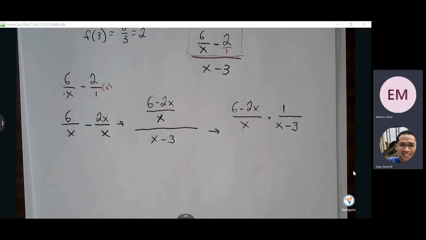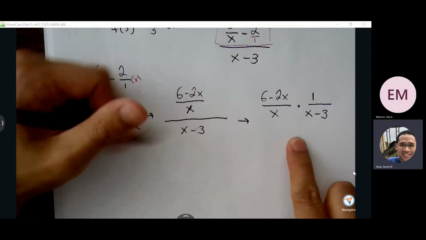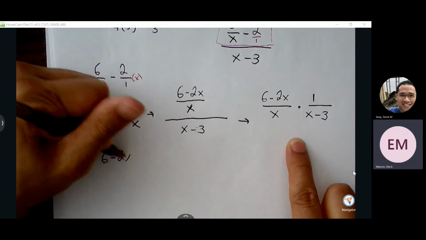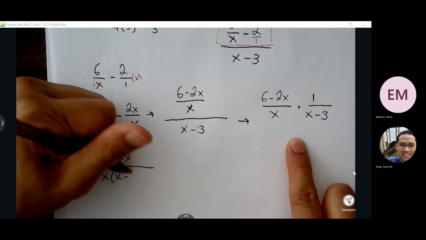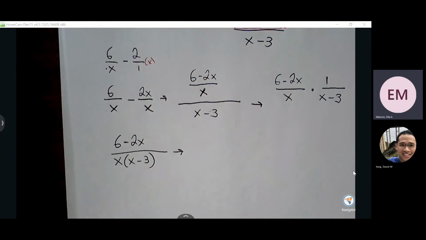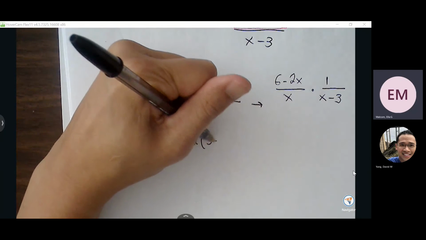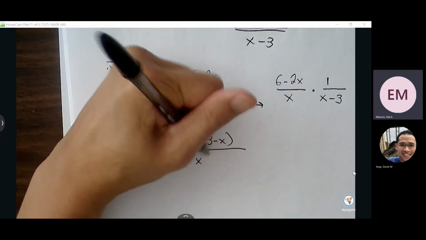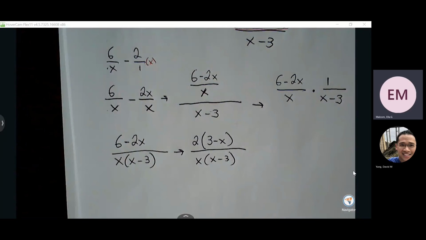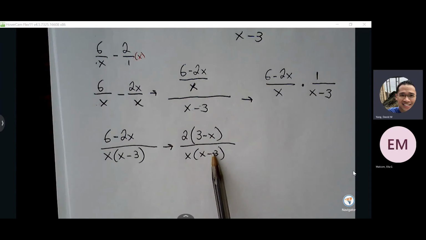So can you merge those? We're trying to get things to cancel out and reduce. Any ideas? Can we merge those two? Yeah, we can. So 6 minus 2x over x minus 3. For the top, can you take out a 2? Then we'd be left with 3 minus x over x times x minus 3. But that wouldn't work because that's a negative 3 and a positive 3, right? Is there anything that we can do to get these two to match?